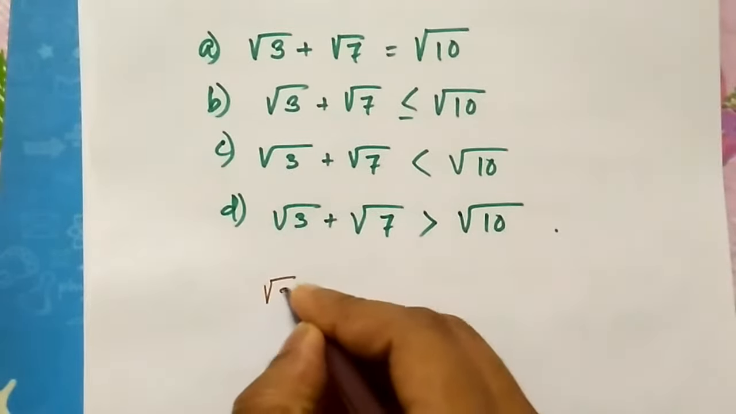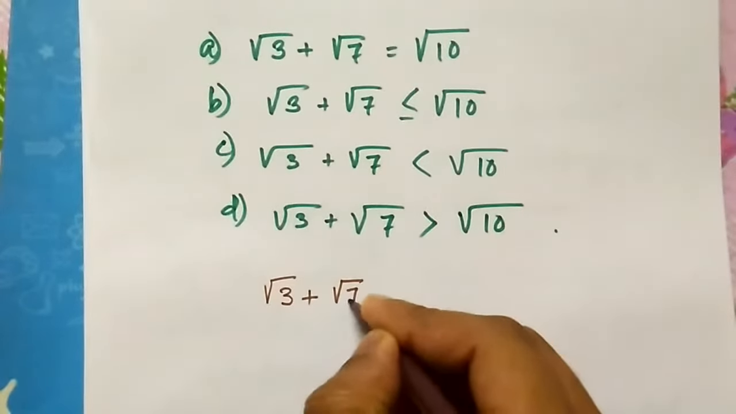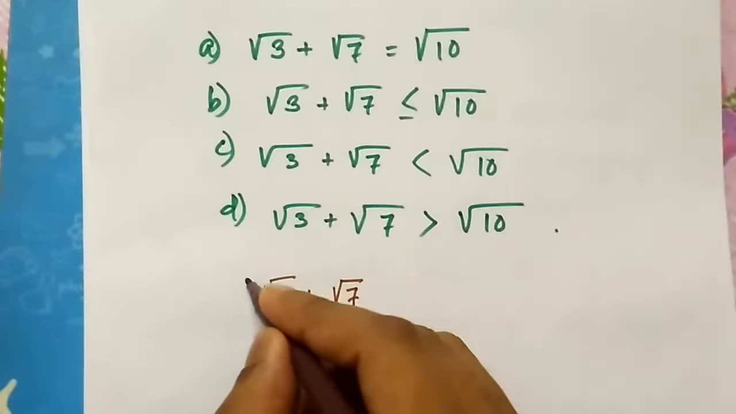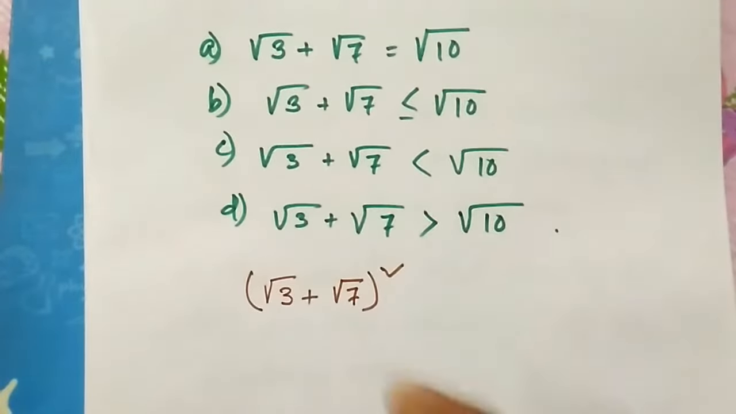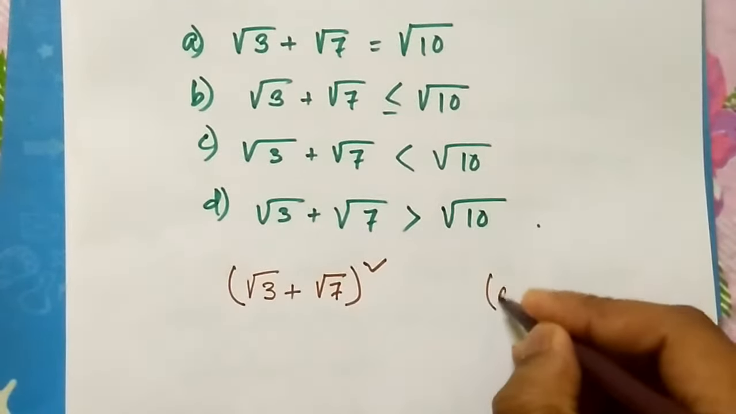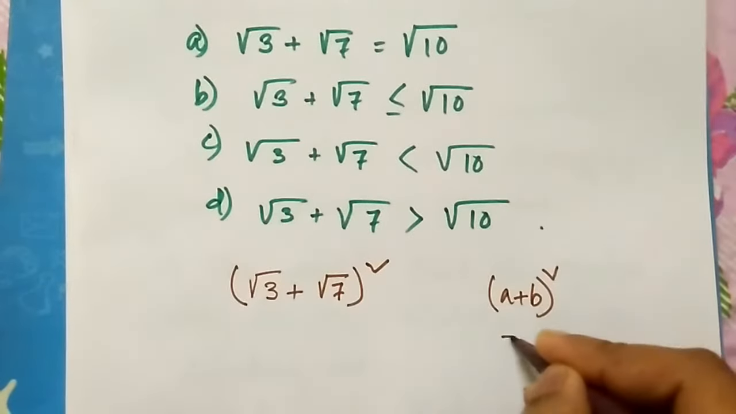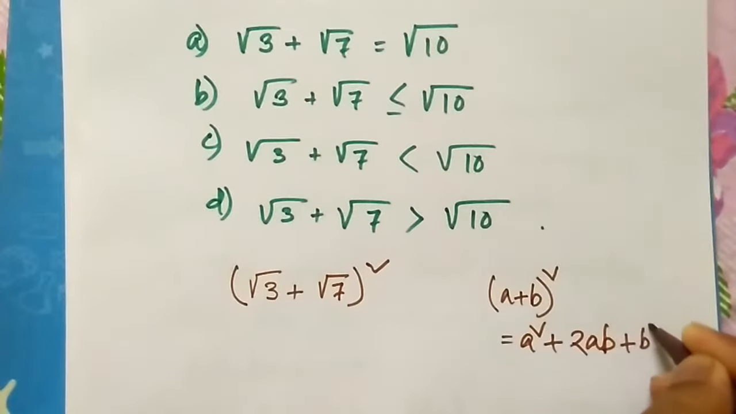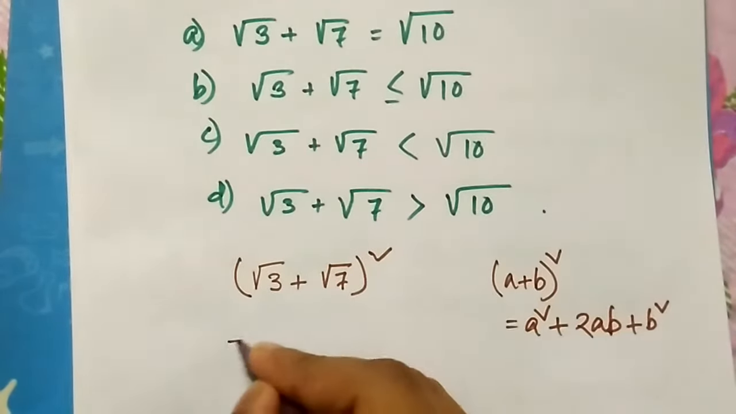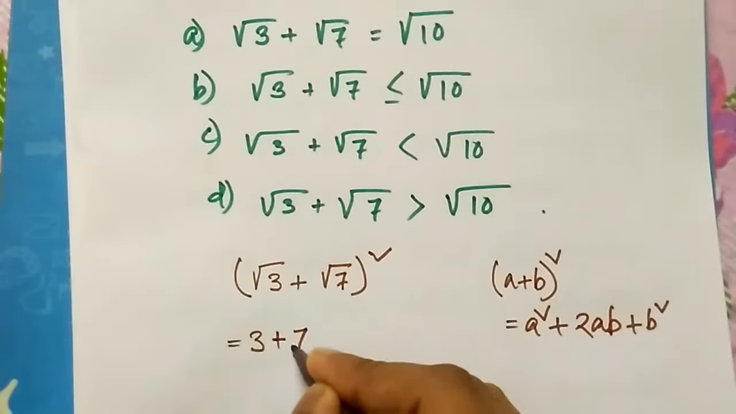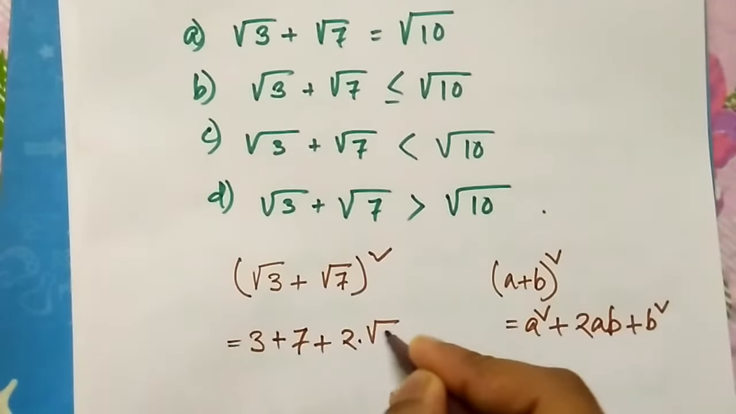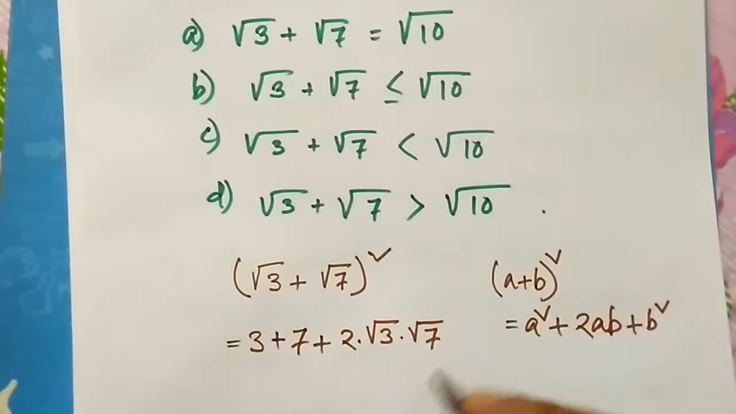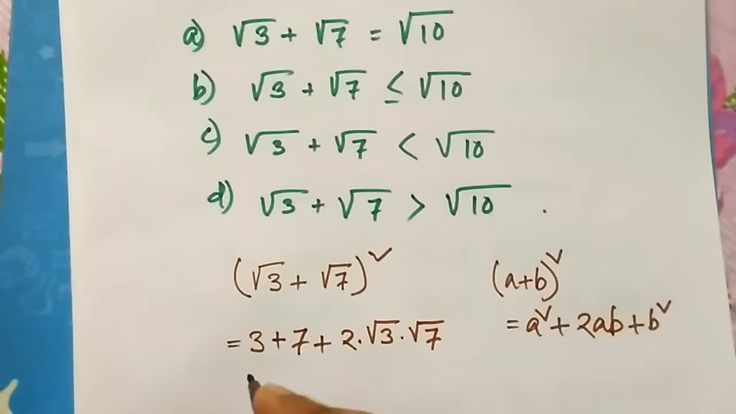So there is 3 root 3 plus root 7. We are taking the square of it, according to the formula (a plus b) whole square equals a square plus 2ab plus b square. We are getting here 3 plus 7 plus 2 into root 3 into root 7, and 3 plus 7 equals 10, and this value is a positive value.